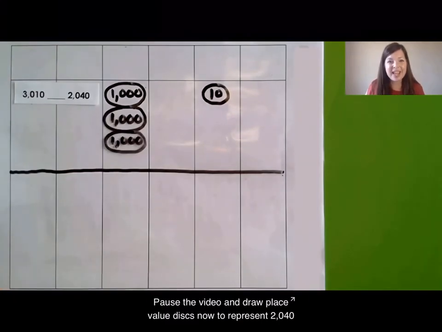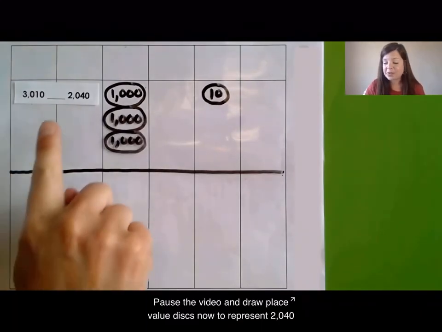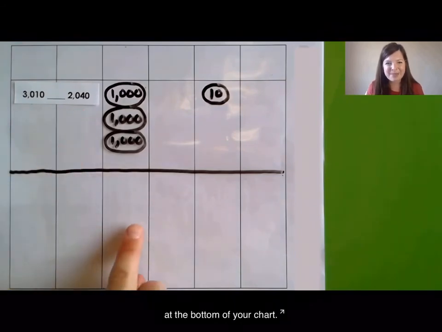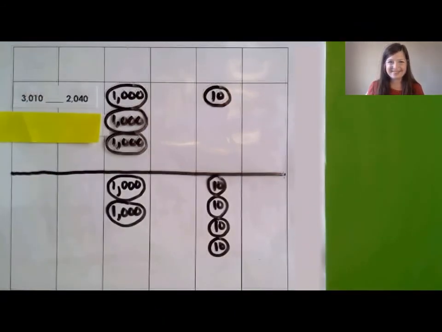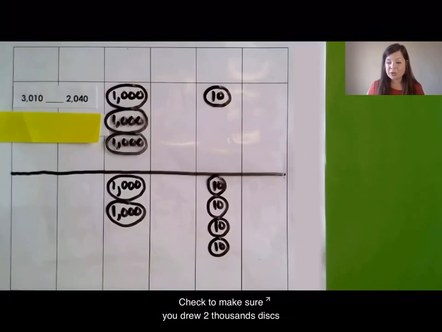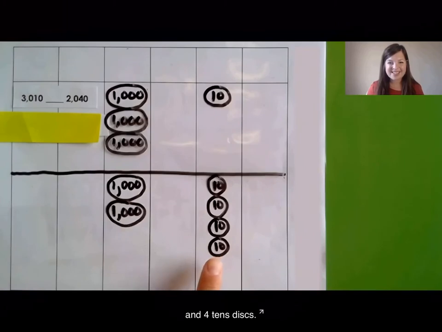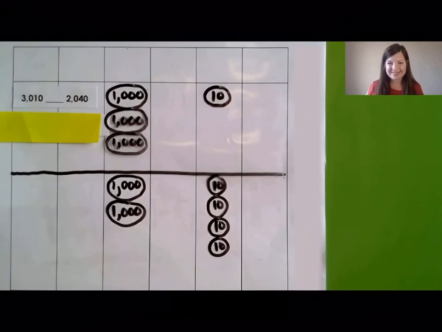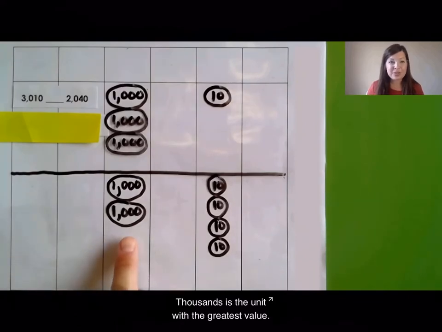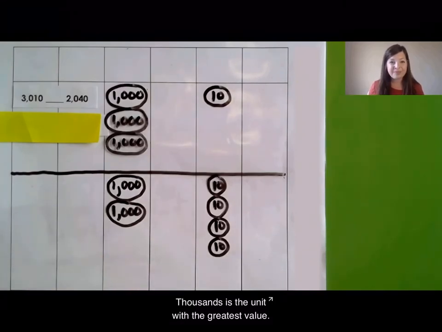Pause the video and draw place value discs now to represent 2040 at the bottom of your chart. Check to make sure you drew 2 thousands discs and 4 tens discs. Now, what is the name of the unit with the greatest value? Thousands is the unit with the greatest value.